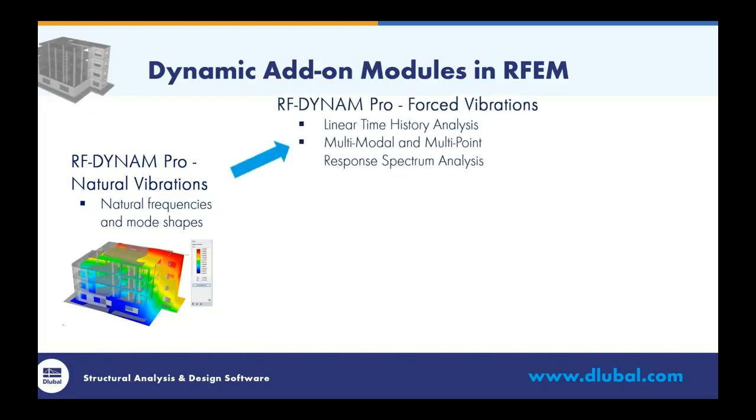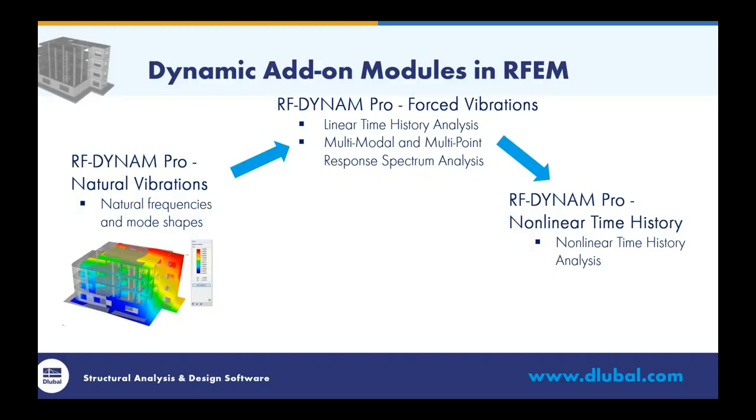Our second add-on module is RF-DYNAM Pro Force Vibration. This allows us to run a linear time history analysis. We also have the ability in this module to run a multimodal and multi-point response spectrum analysis. This includes all of the standards such as the ASCE 7 and the NBC standard. The difference here with this module in comparison to what we'll be using today is that it's a little bit more limited. We can't export out the equivalent loads. It doesn't include things like accidental torsion. But it is possible for a slimmed down response spectrum analysis.